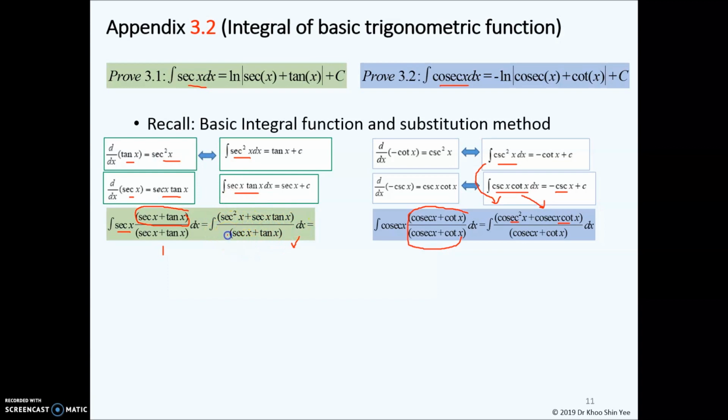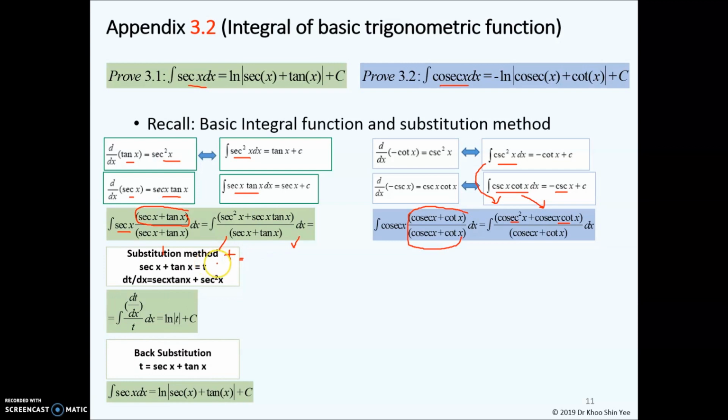So from this integration, you can see that if you let t equal to secant x plus tangent x and differentiate it, secant gives you secant tangent, and tangent gives you secant squared. Where there is a relationship, you can use the substitution method. So we let t be the bottom part, and then dt over dx, you find this to be the upper part. We substitute, and then you can solve this easily. 1 over t, you integrate, you get ln, and then back substitute your t, you get the final answer. A similar approach works on the right hand side as well.